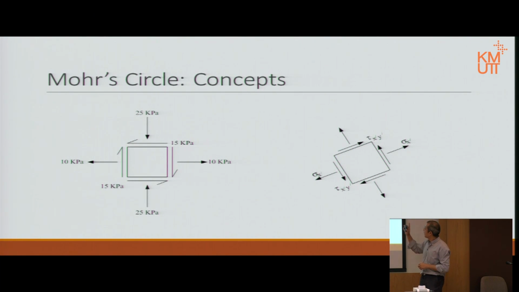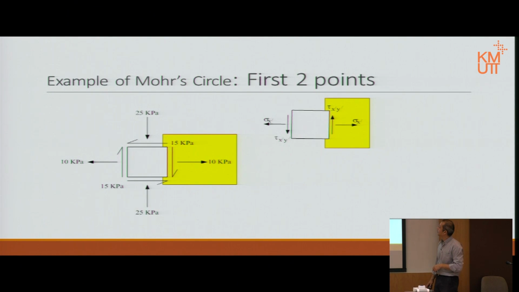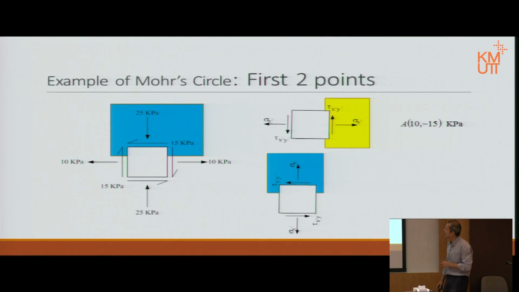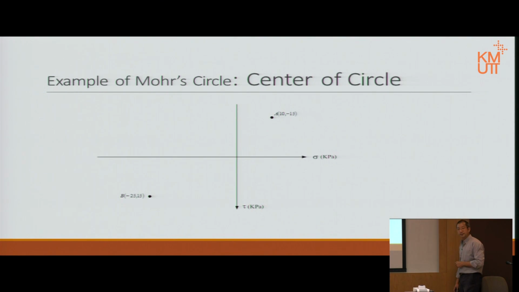We already use sigma x prime and tau x prime y prime. Now, if we turn it around, notice that sigma x prime is positive, but tau on the opposite side is negative. We turn that around, that is a positive sign, and apparently the shear this time is positive and the stress, however, on the opposite side is negative. So we have our first two plots, A as we discussed, B as discussed.